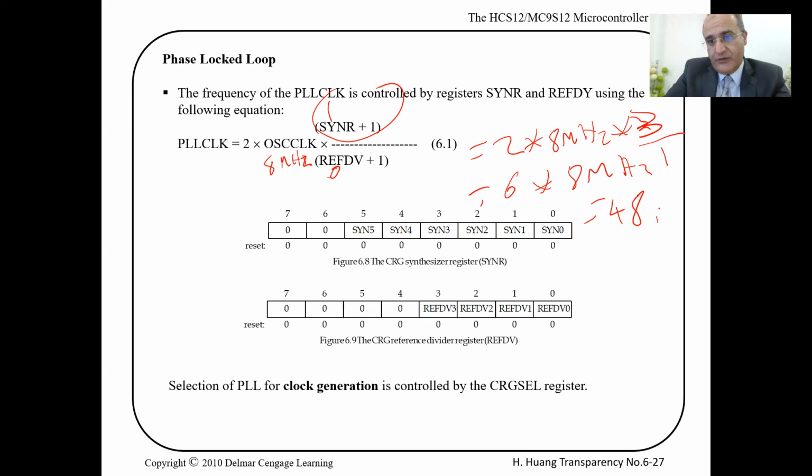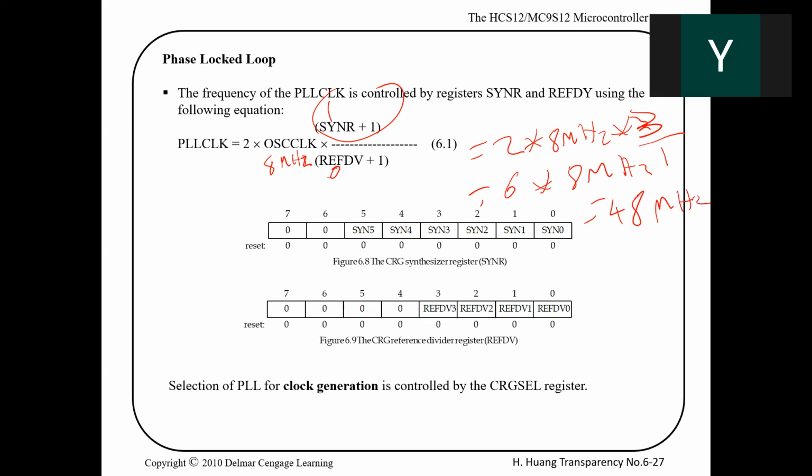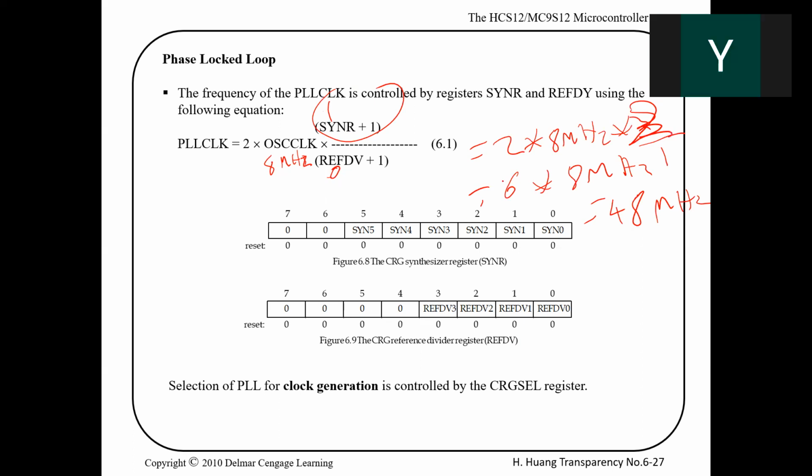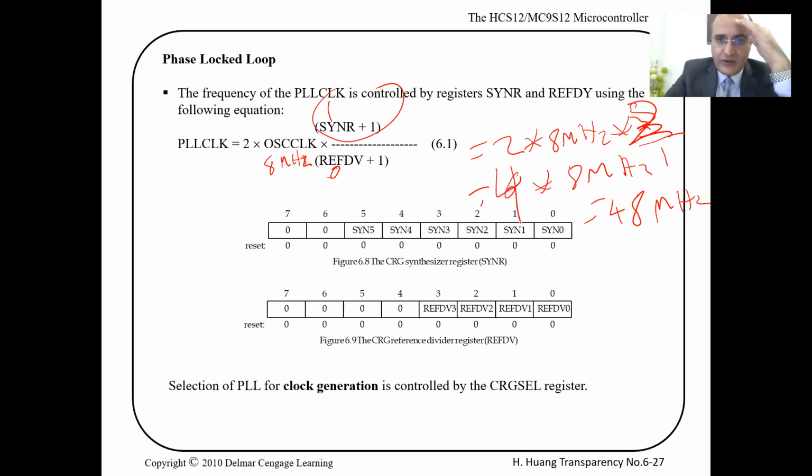So 2 times 3 is 6, times 8 megahertz, which is 48, right? Doctor, you said 1 plus 1, right? Yeah, 1 plus 1 is 2, sorry. 2 times 2 is 4, yes. 8 times 4 is 32, right?